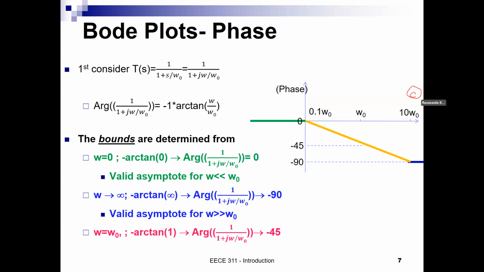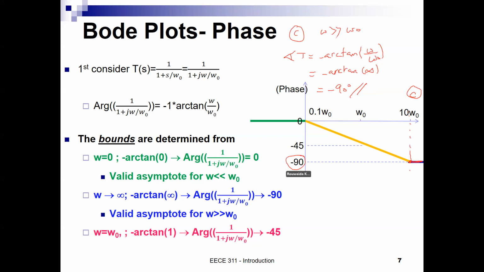Now we will take another region, which is region B, but let us take region C first. Region C is here, beyond 10 omega 0. In region C, omega is much greater than omega 0, bigger than 10 omega 0. In this case, the angle of T, which is equal to minus arctangent of omega over omega 0, we will assume is equal to minus arctangent of a large number, say infinity asymptotically, and therefore it is going to be equal to minus 90 degrees. So we represent the contribution asymptotically by minus 90 degrees.